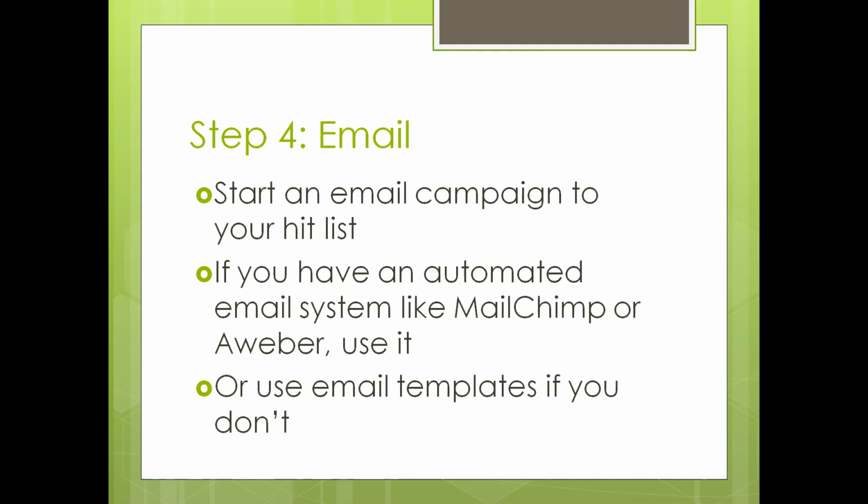Okay, step 4. We're going to start contacting these companies via email. So we're going to start an email campaign to your hit list. There are 2 ways to do that. First of all, if you are already using an automated email system like MailChimp or Aweber, you're going to use that. Pretty much anyone who's doing online marketing has an email list, and you are collecting names and sending out the occasional email newsletter, or you're doing a drip sequence or something like that. If you're already doing that, make sure that you add your hit list companies to your automated email system. But don't worry if you're not.